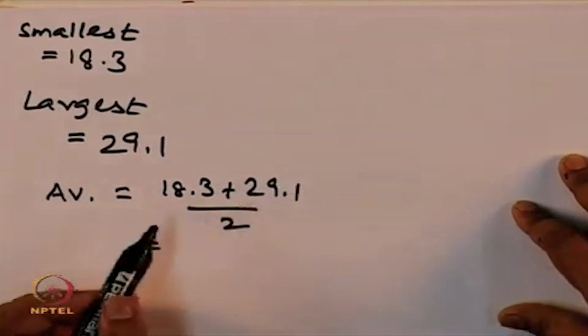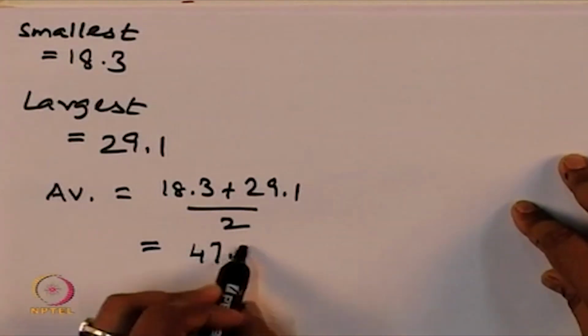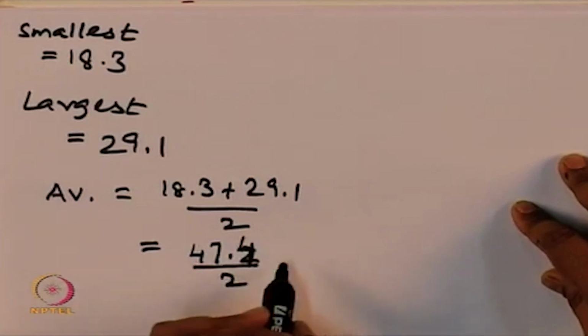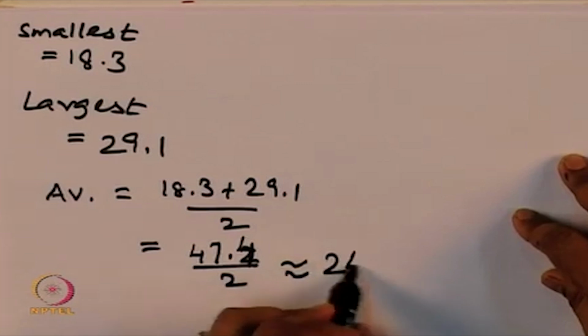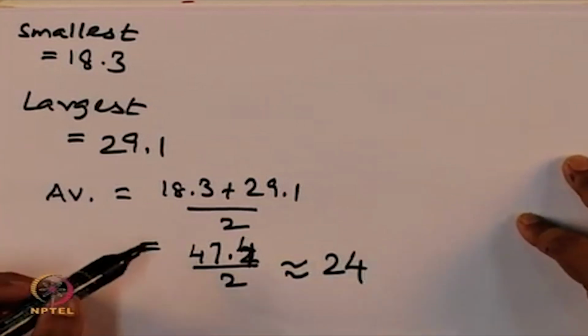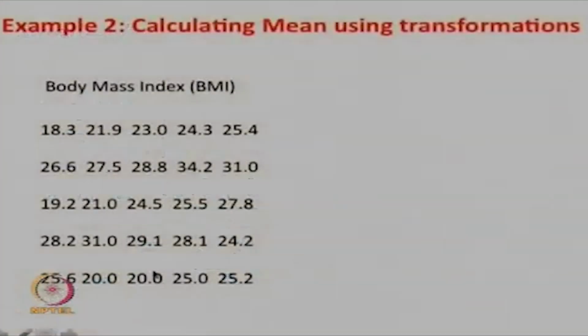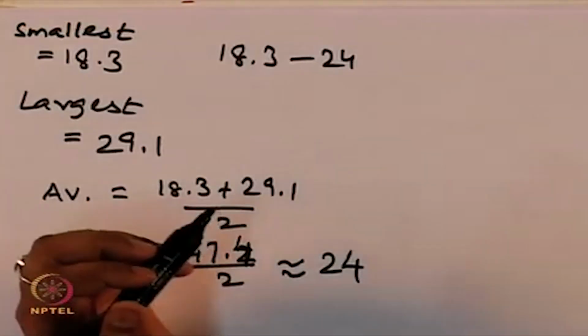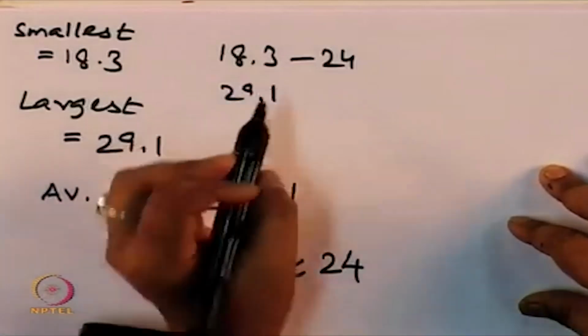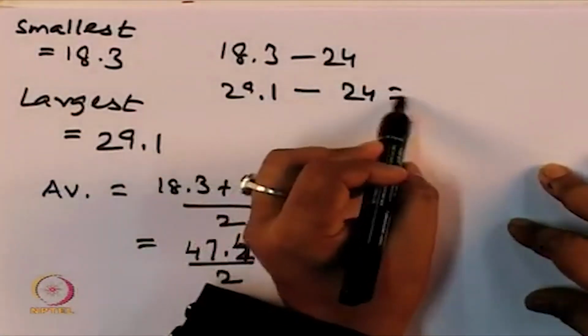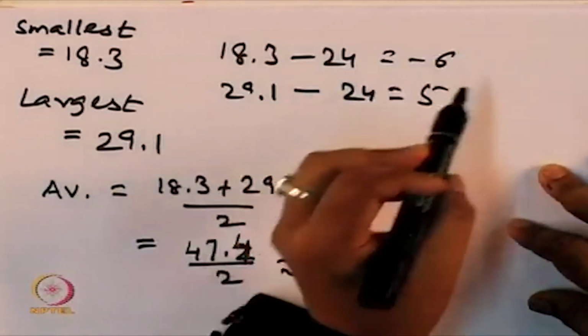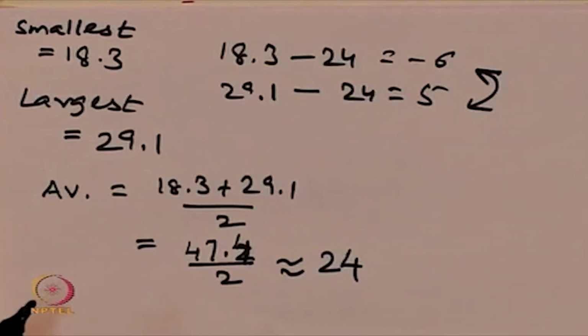So, 29 and 18 is 47, 47.4 by 2 is roughly equal to 48. So, it is 24. So, your average is roughly 24. So, you can then add it up. If I look at this score again, my 18.3 will give me a value of 18.3 minus 24, while 29.1 minus 24 will give me roughly 5, and this will be roughly minus 6. So, you see that these two numbers, if I add them up, will give me a value which is close to 0. In this way, we can make use of transformations to make our life a lot easier, particularly when we are not working with a calculator.